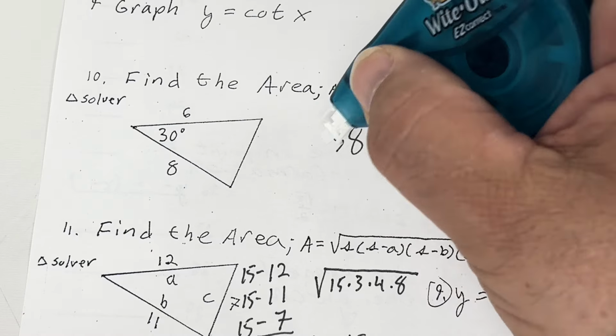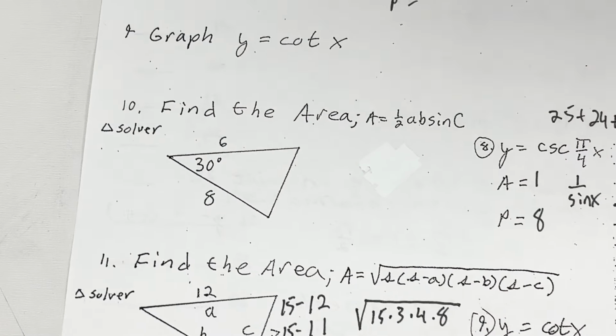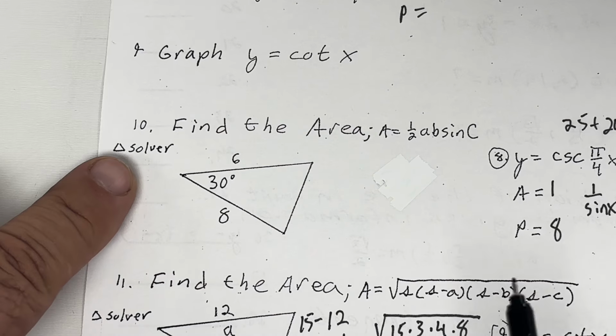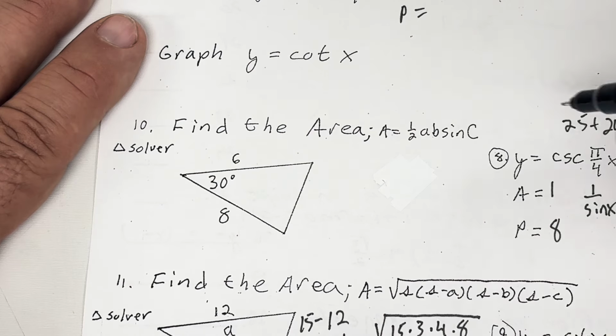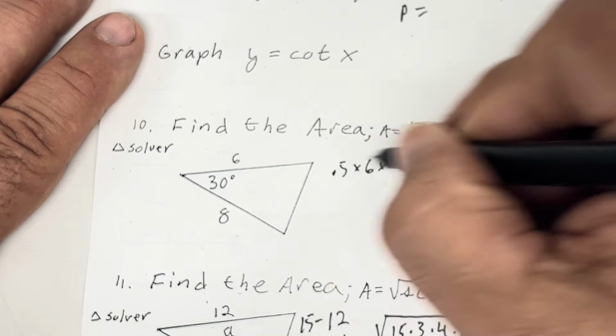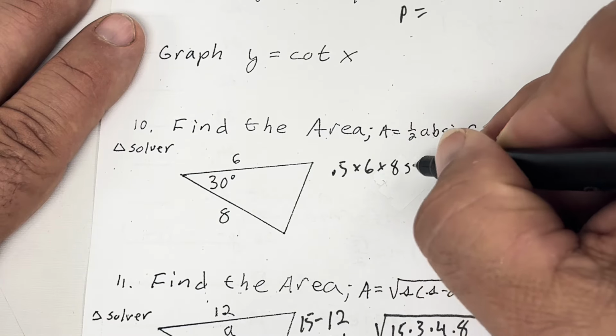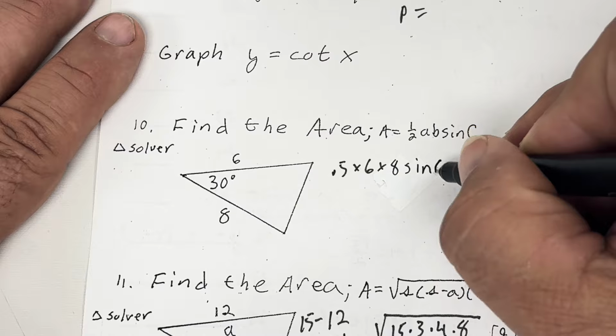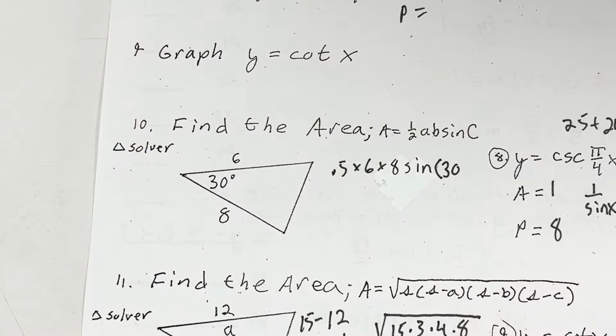For number 10, we're going to use the side angle side. You could use the triangle solver, but this one's pretty quick in the calculator. It's just going to be 1/2 or 0.5 times 6 times 8 times sine 30, but we don't have to put a times there when we type this into our calculator. And again, we should keep our calculator in degree mode.